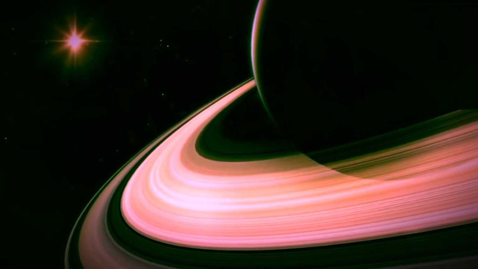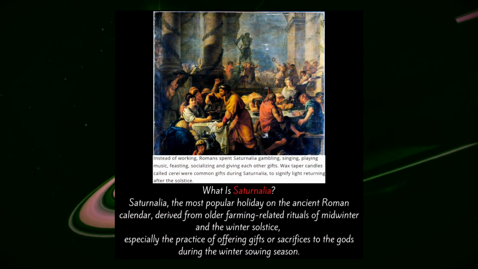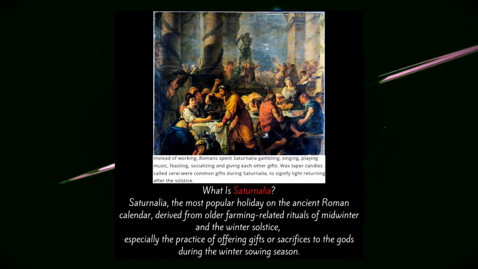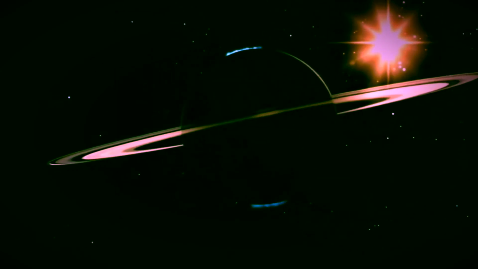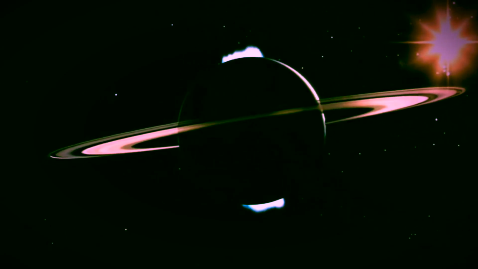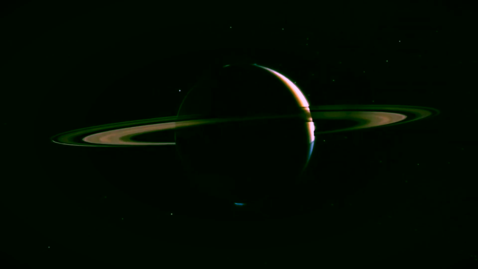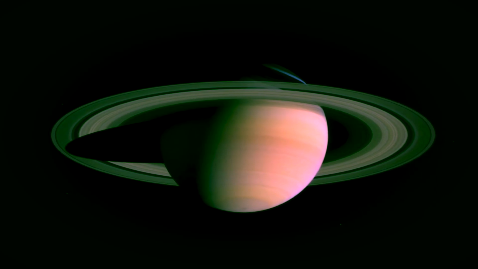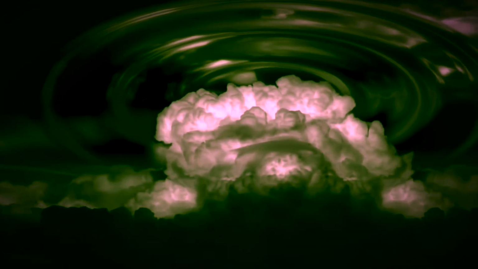Alright, so you know you can't talk about Christmas Day without talking about Saturnalia, right? And for those who are not familiar with Saturnalia, the most popular holiday on the ancient Roman calendar, it derived from the older farming-related rituals of midwinter and the winter solstice, especially the practice of offering gifts or sacrifices to the gods during the winter sowing season. Instead of working, Romans spent Saturnalia gambling, singing, playing music, feasting, socializing, and giving each other gifts. Wax taper candles called cerae were common gifts during Saturnalia to signify light returning after the solstice.